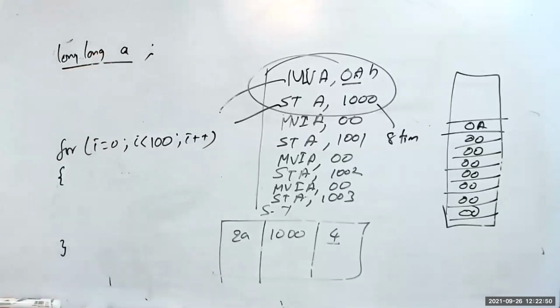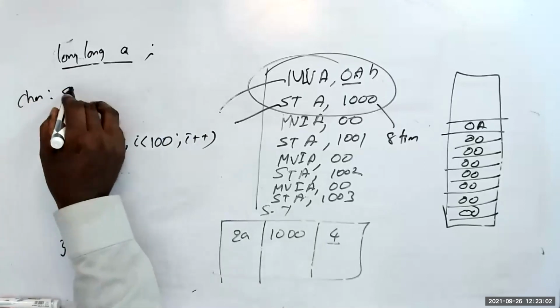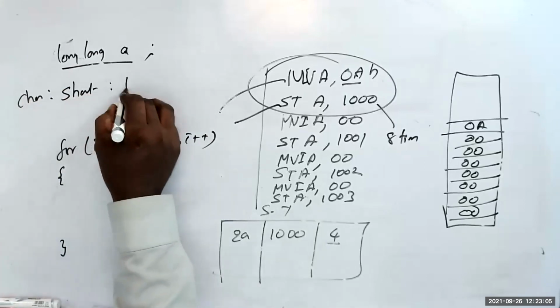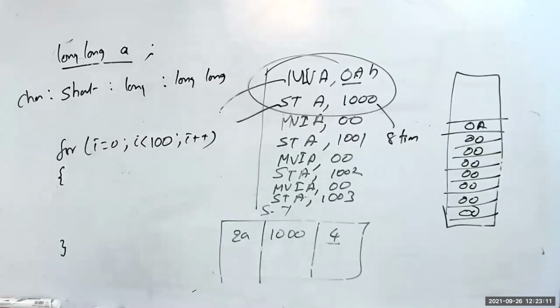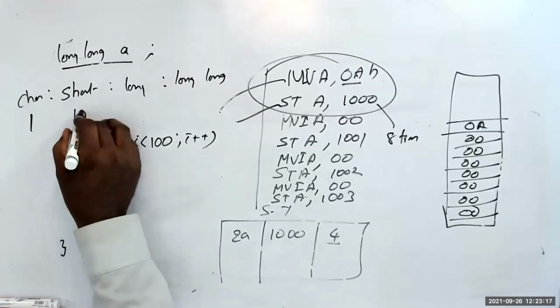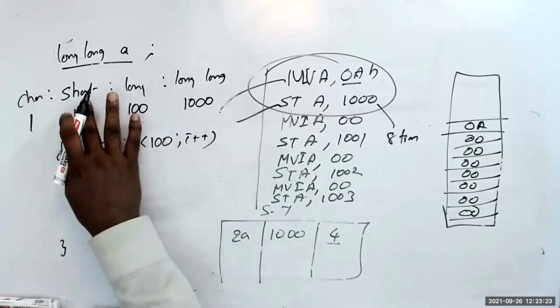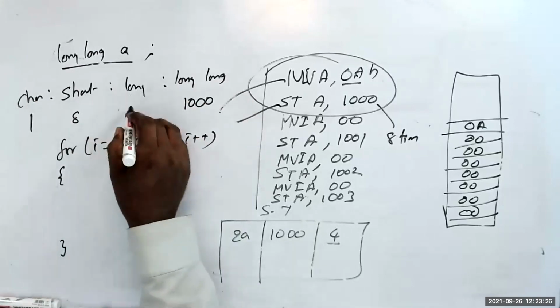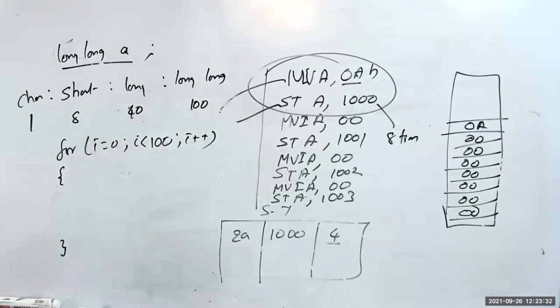What is the time difference? If you are able to find it, then you are great. I want to know the ratio of char versus short versus long. If this takes 1 cycle, does this one take 10 cycles, this 100 cycles, this 1,000 cycles, whatever it is? Or this one takes 8 times, this 40 times, this 100 times. You can come up with any number.